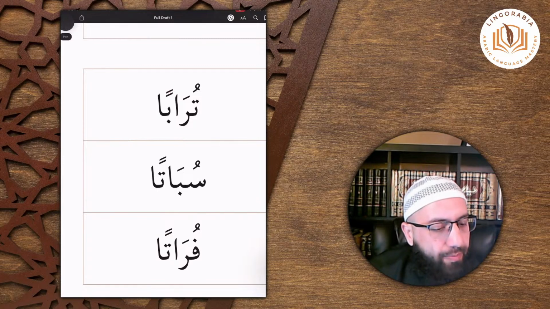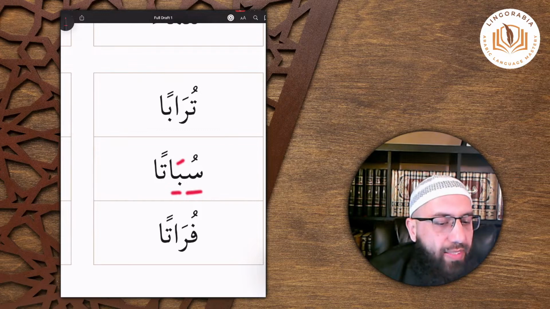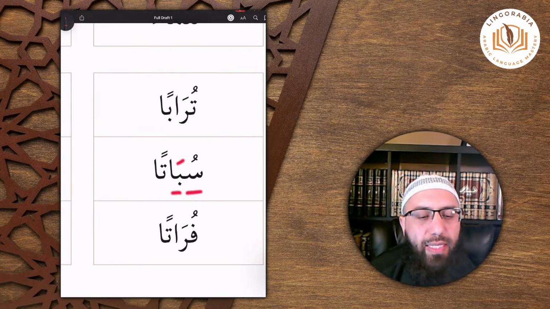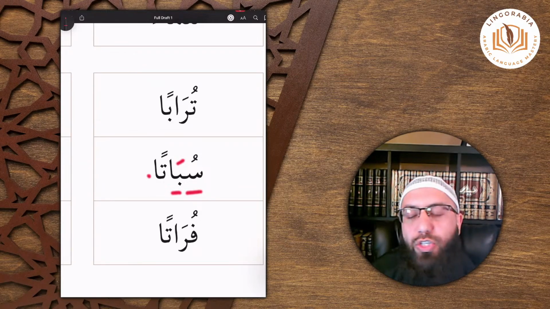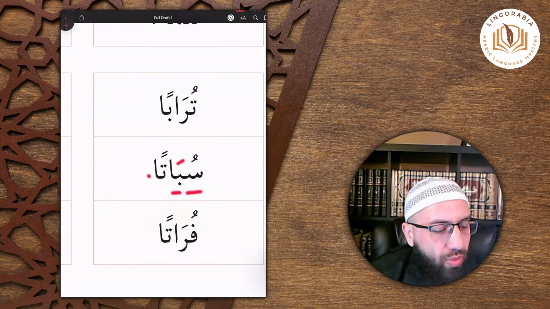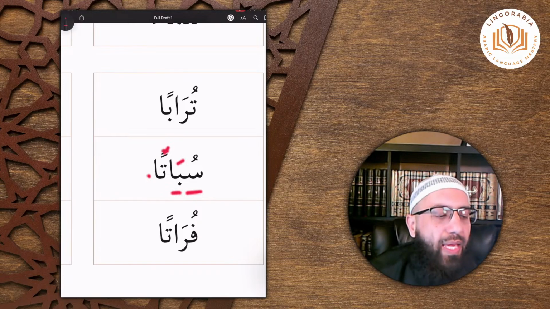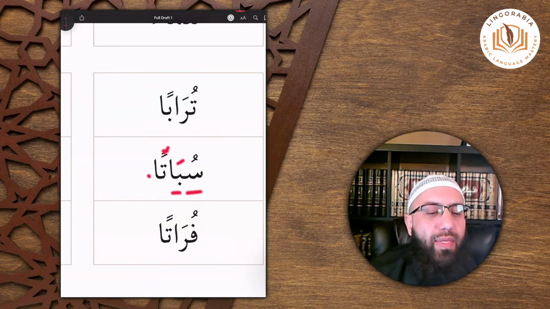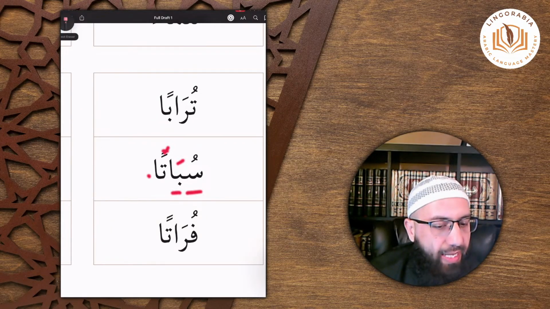Okay, the next one, guys. You got here the sin, su, the ba and the fatha and the alif, suba, and then you got the ta and tanween. How do we read this if this is the last word that you're reading? Yes, guys, indeed, you drop the case ending and you read the alif. So you say subata. Correct, guys. You are correct.